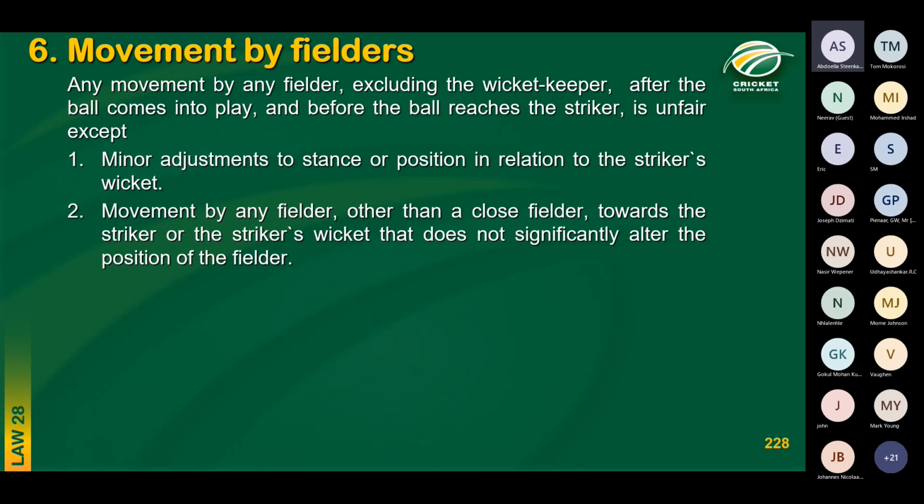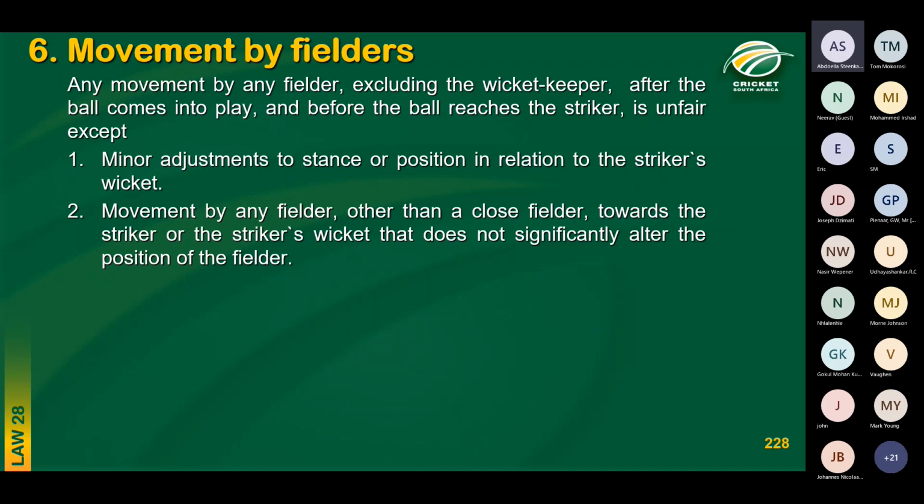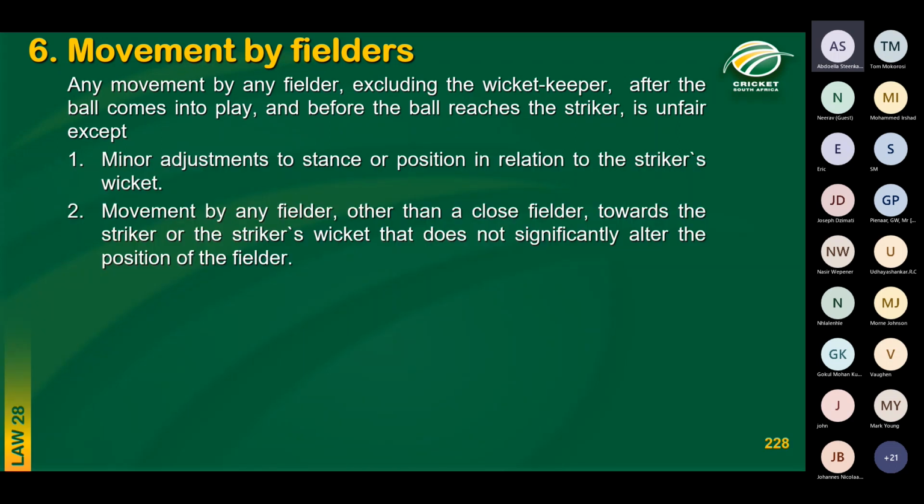The law also tells us that movement by any fielder towards the striker or the striker's wicket is allowed, as long as it does not significantly change the position of the fielder. So a fielder is allowed, as the bowler's running in, to take 1 or 2 steps. You're allowed to take 1 or 2 steps as the bowler's running in. But it should only be 1 or 2 or 3 steps. It should not change the position of that fielder significantly.